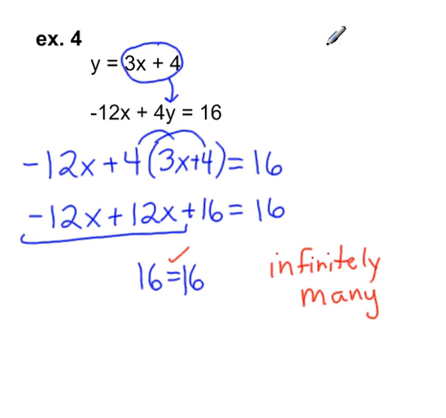If we were to graph these two lines, they would end up being on top of each other. So they would be the same exact line. And as we learned in our graphing video, the same exact line is infinitely many solutions.